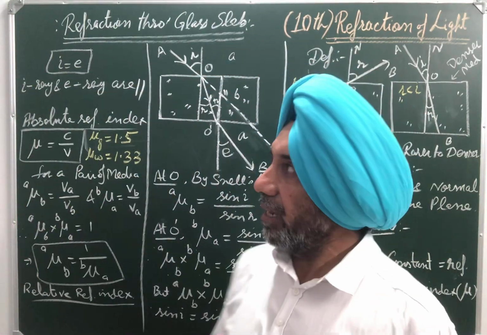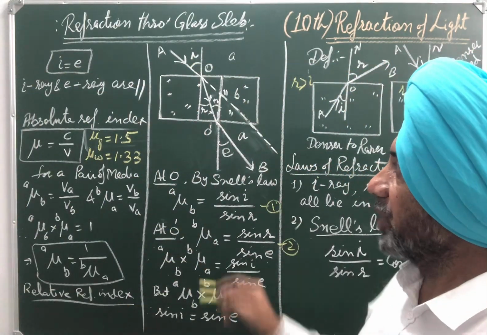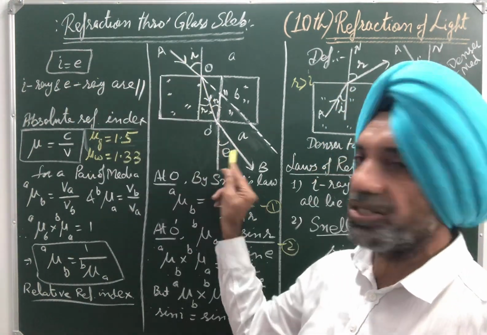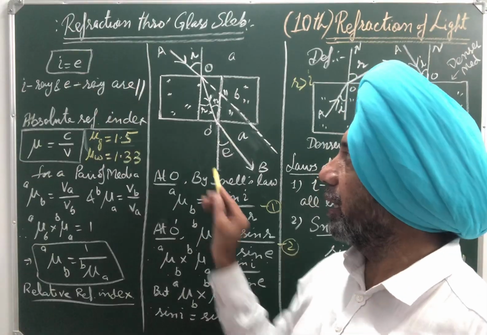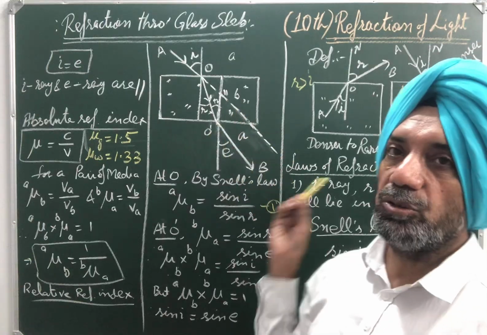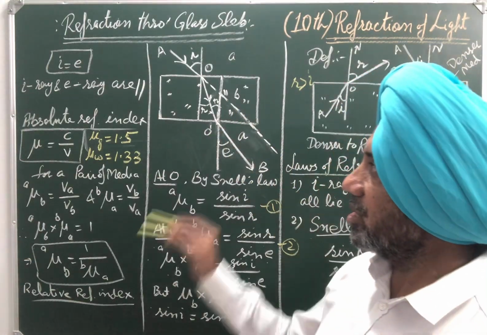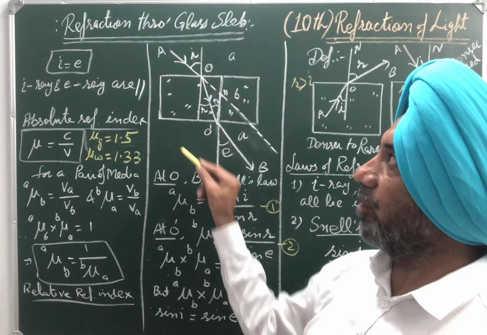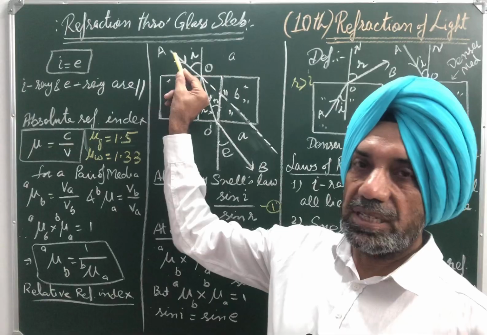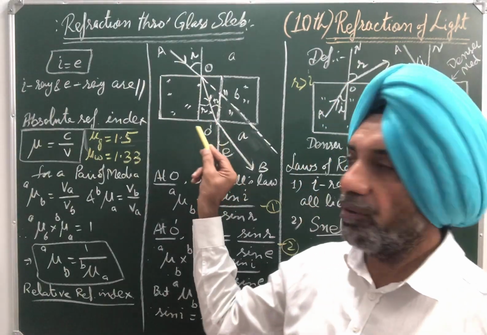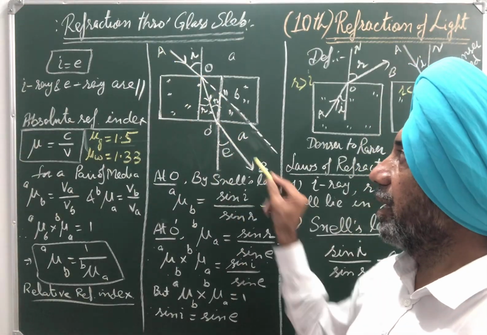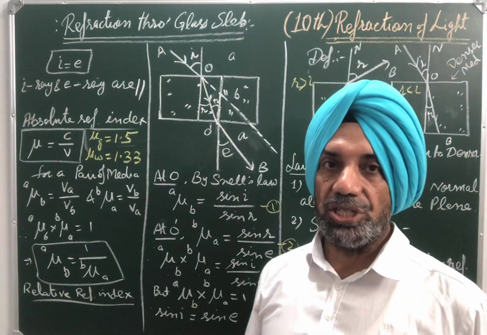It means when a ray of light passes through a glass slab, the angle of incidence is equal to the angle of emergence. I is equal to E. It means the incident ray and the emergent ray are parallel to each other. So this is all about the refraction of a ray of light through a glass slab. So you remember, angle of incidence equals angle of emergence when a ray of light passes through a glass slab. In other words, the incident ray and the emergent ray are parallel to each other.